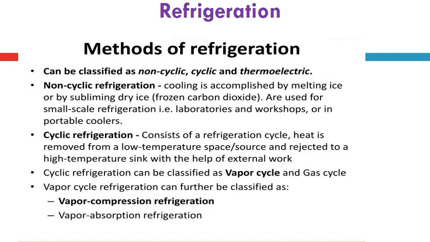Cyclic refrigeration consists of a refrigeration cycle where heat is removed from a low temperature space or source and rejected to a high temperature sink with the help of external work using compressors. Cyclic refrigeration can be classified as a vapor compression or gas cycle. Vapor cycle refrigeration can further be classified as vapor compression refrigeration and vapor absorption refrigeration.